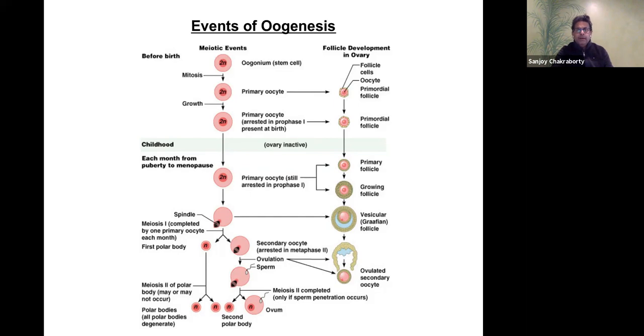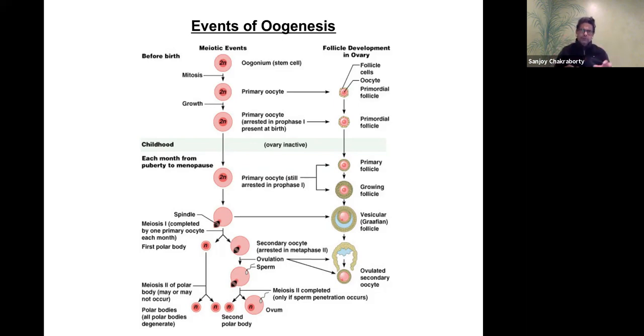The first step of meiosis 1 is prophase 1. So one more time, meiosis 1 is prophase 1, metaphase 1, anaphase 1, telophase 1, cytokinesis. Meiosis 2 will be prophase 2, metaphase 2, anaphase 2, telophase 2, cytokinesis. So the first step of meiosis 1 is prophase 1.